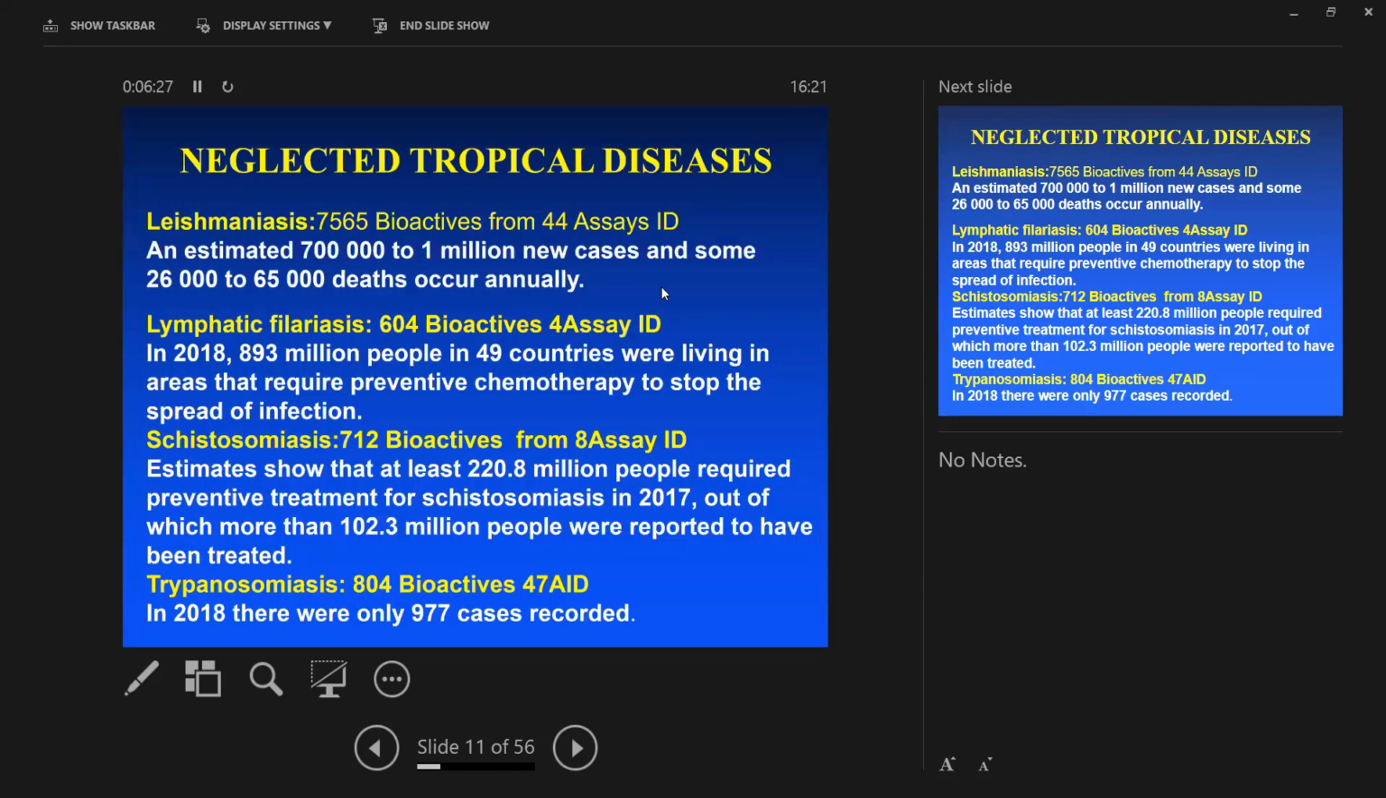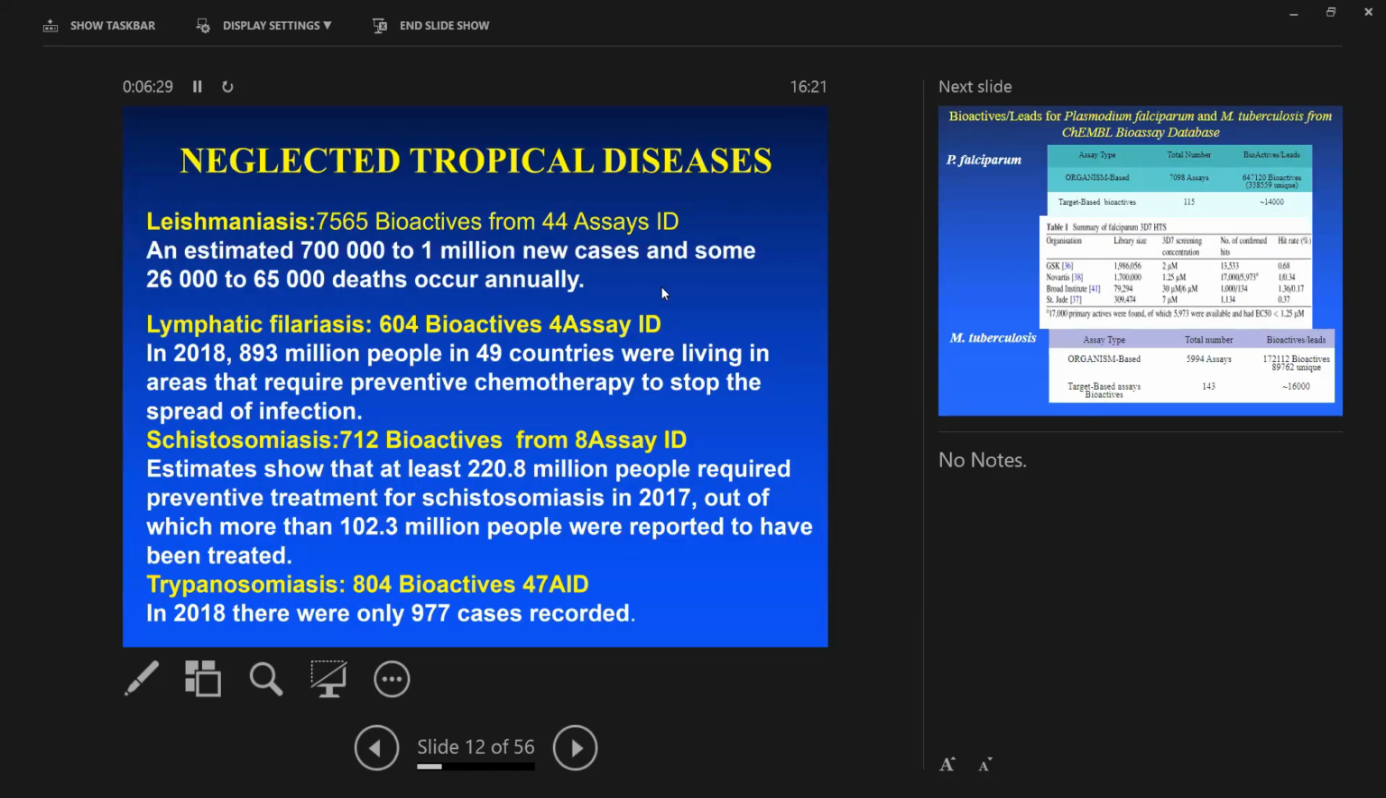And combination therapies are being developed. These are the neglected tropical diseases where different assays have been done for leishmaniasis, lymphatic filariasis, schistosomiasis, trypanosomiasis.